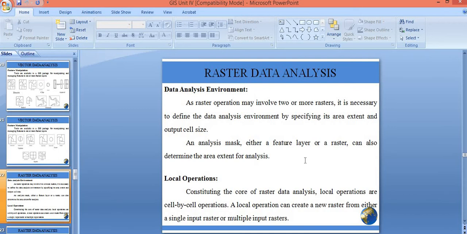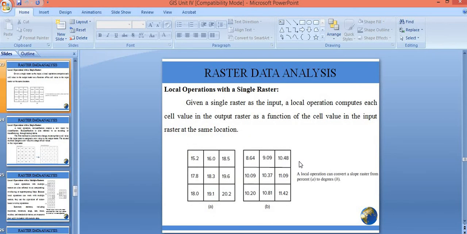Okay, and the second category of operations. So far we discussed the operations for the vector data. Now for raster data, what are the operations? So very simple. We have local operation, we have focal operation, we have zonal operation, and finally we have global operation. Okay. So what is my local operation?